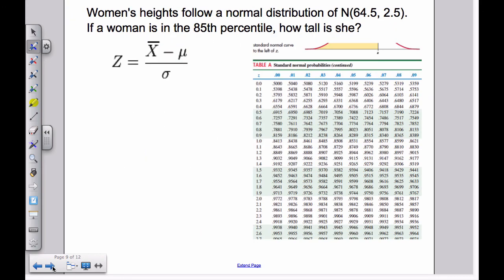Alright, let's try another example. This time you're working backwards. If I give you a percentile, it says women's heights follow a normal distribution, same deal. If a woman is in the 85th percentile, how tall is she?